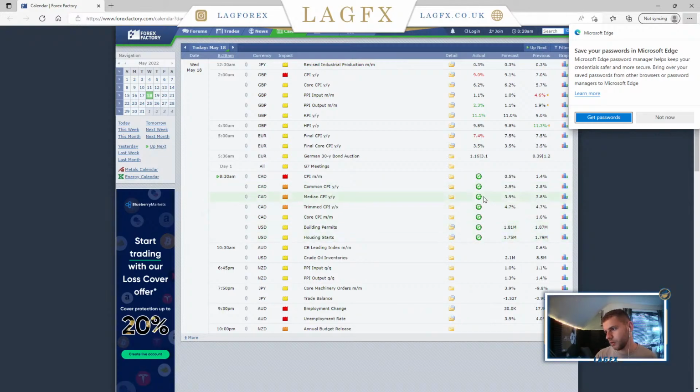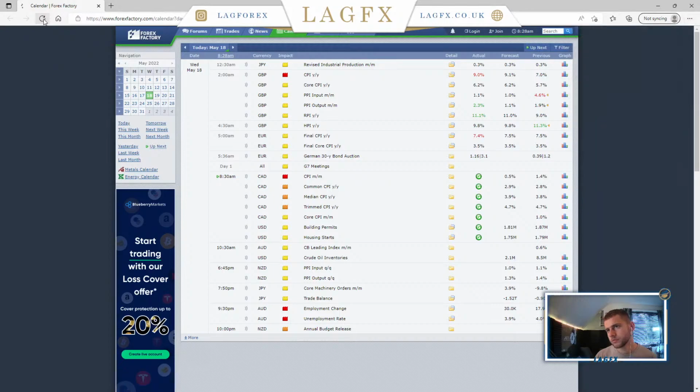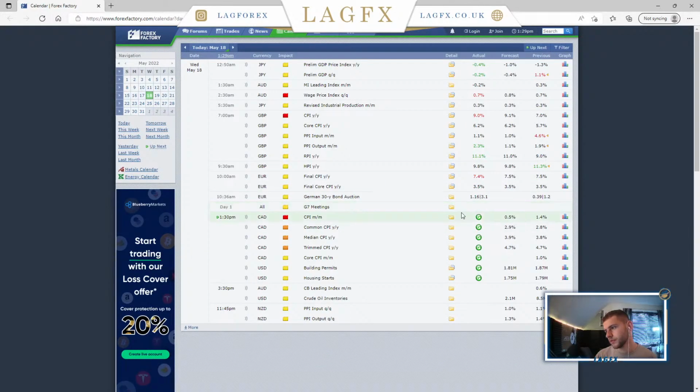As we can see, all of this is to be released in 1 minute. All of this news, so affecting the Canadian dollar and the US dollar. We're just waiting for the results in exactly 1 minute. So just being cautious with trading until this news is released, and then we can also see how it is affecting the markets when it is released.